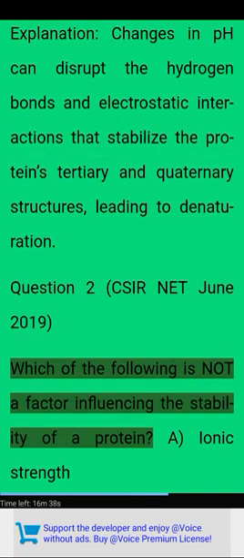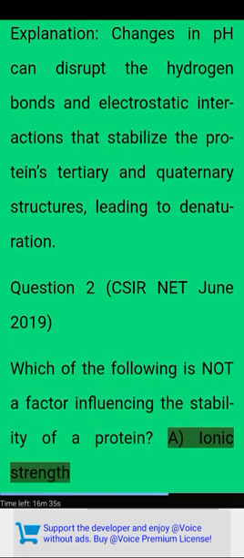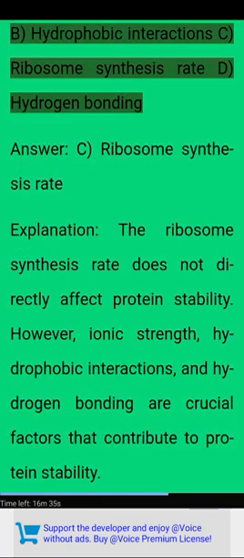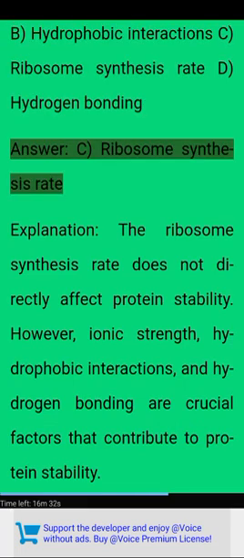Question 2. CSIR NET June 2019. Which of the following is not a factor influencing the stability of a protein? A. Ionic strength. B. Hydrophobic interaction. C. Ribosome synthesis rate. D. Hydrogen bonding. Answer. C. Ribosome synthesis rate.